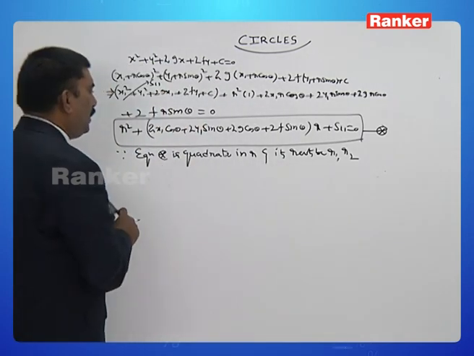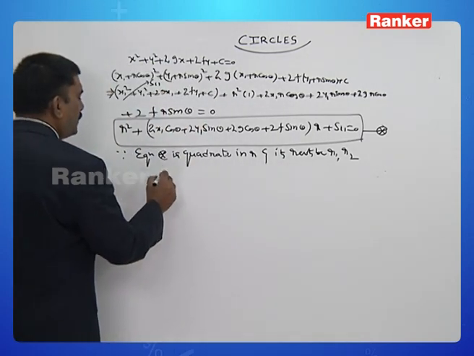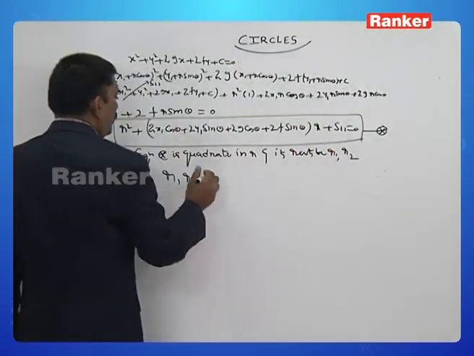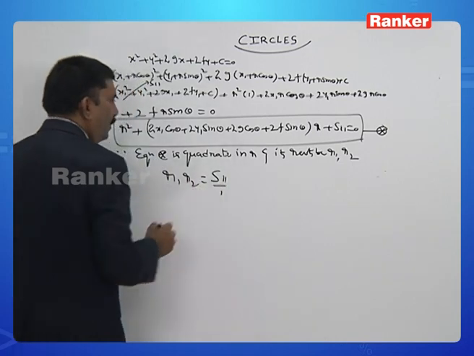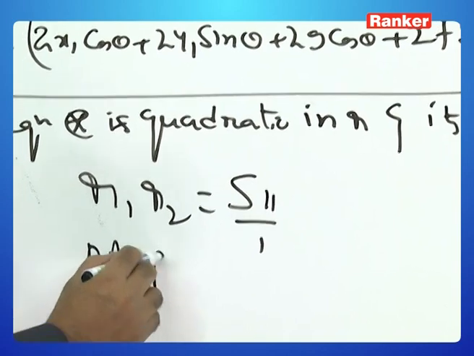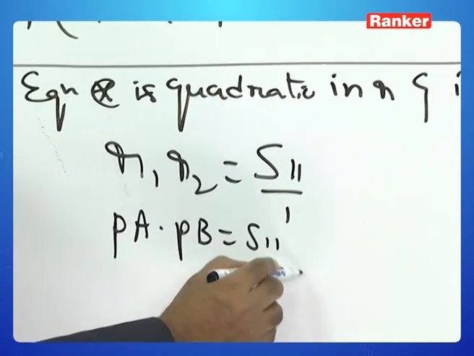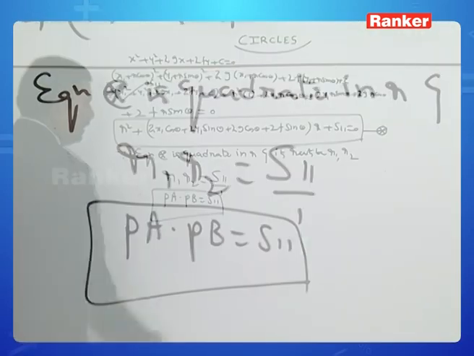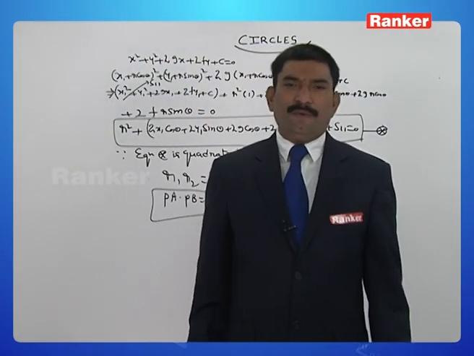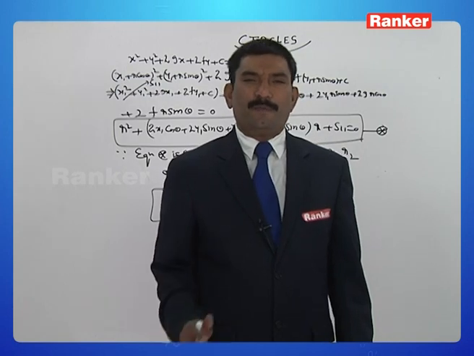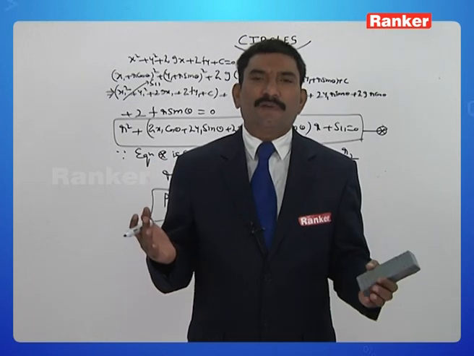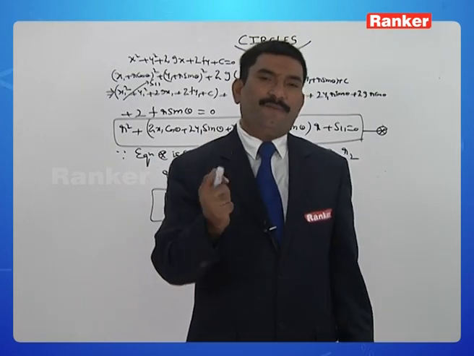So therefore, now I'll write product of the roots. R1 into r2 is equal to c by a. Therefore, S11 by 1. What is r1? I told already. R1 is nothing but PA. R2 is nothing but PB. So therefore, PA into PB is equal to what? S11. Yes. We could prove, PA into PB, product of the distances is equal to S11. What is S11? We proved already, it's a power of a point.